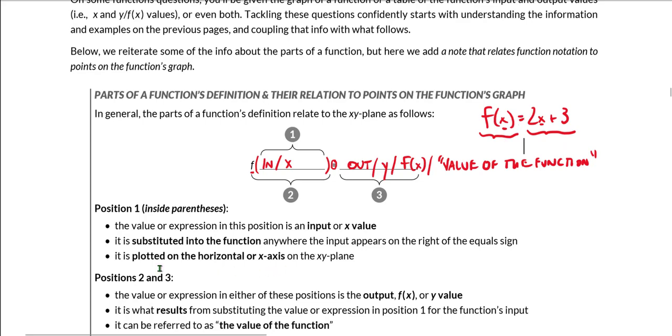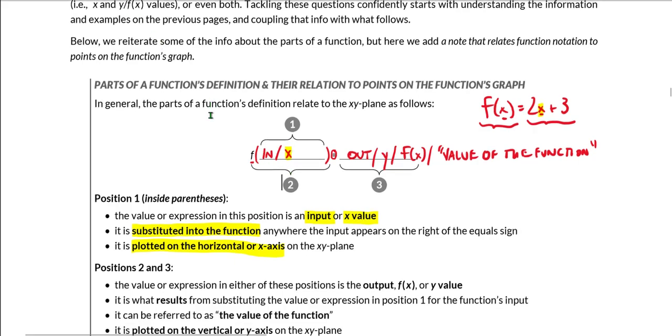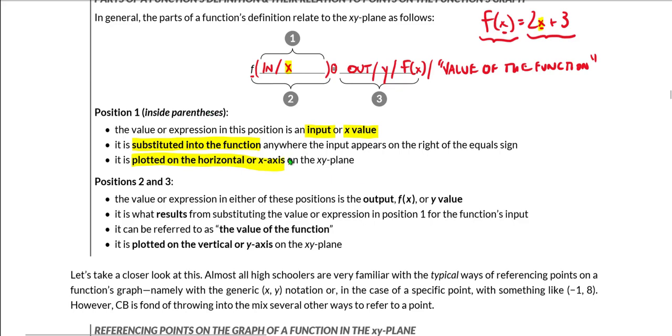So again, in position 1, I'm going to highlight some stuff here. We have our input. It is an x value. That is the thing that is substituted into the function anywhere we see the input on the right-hand side of the equal sign. And we plot that value on the horizontal, or obviously on the x-axis. That is our x. We plot that value that's in parentheses on the x-axis when we are plotting points of a function on the xy plane.